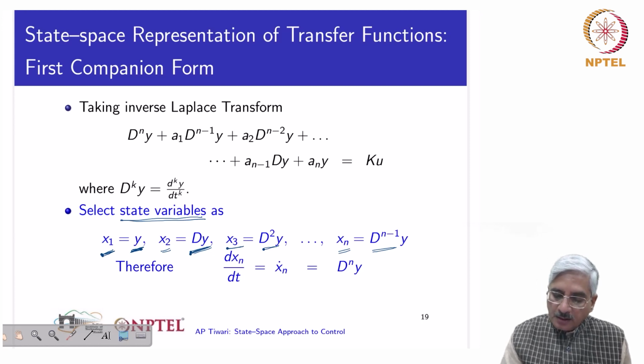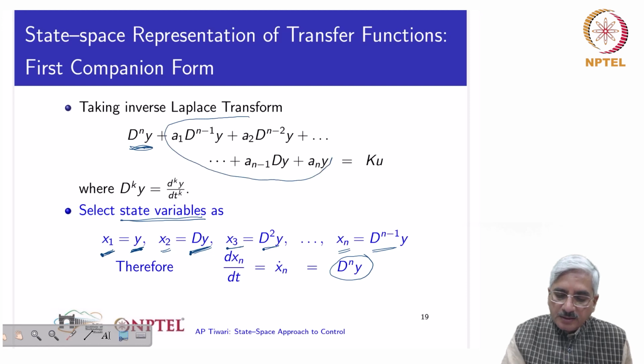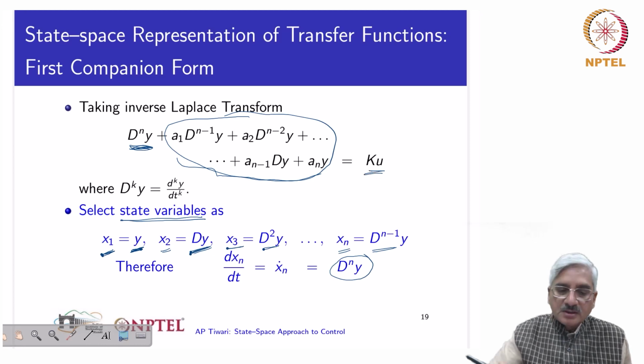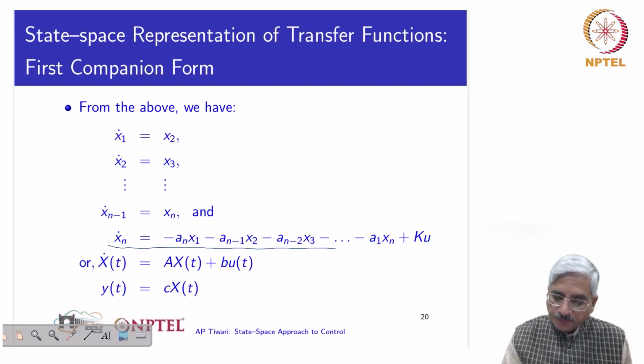And this d^n y is this term. It will obviously get represented in terms of these, in which a_n will be with x1, a_(n-1) d y will be a_(n-1) x2, and so on. So this d^n y will get represented in terms of the state variables x1 to xn plus ku. This is done in the next place. So this is this one.